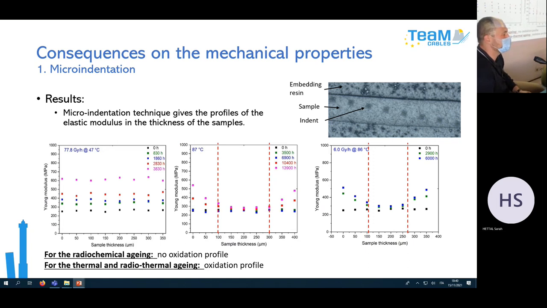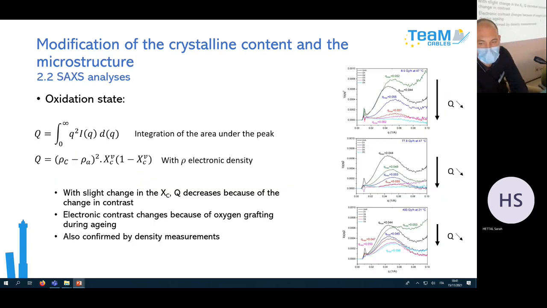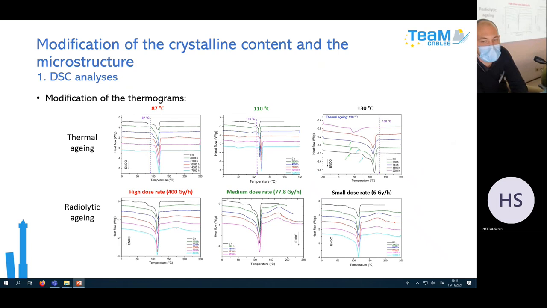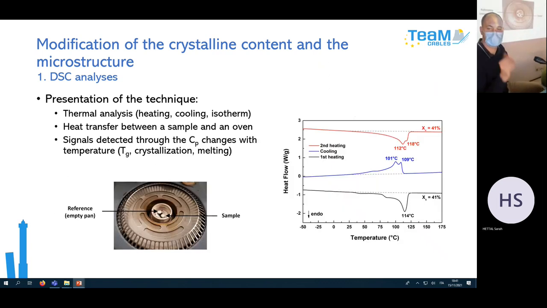Another question concerning the thermogram obtained by DSC. The crystallinity ratio is determined on the first curve or on the second? First curve, always. Okay, and can you explain why? Because if you compare the first and the second, not on that slide, but before, it's not exactly before. I completely agree with you.